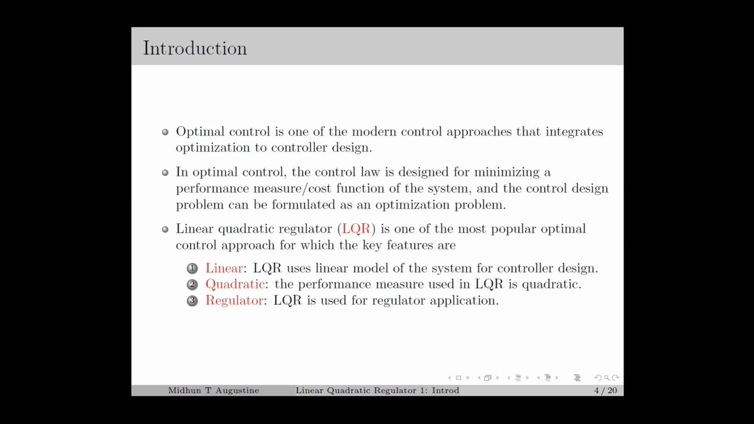Linear quadratic regulator or LQR is one of the most popular optimal control approaches. And as the name implies, the key features of the LQR are: it uses a linear model of the system for controller design. The performance measure used in LQR is quadratic. And LQR is used for regulator application, in which the objective is to regulate the system state at some operating point.